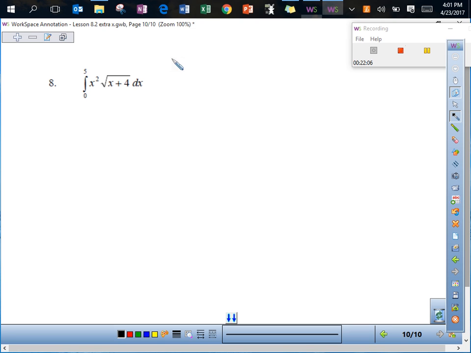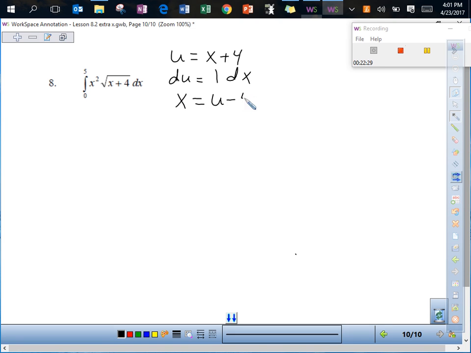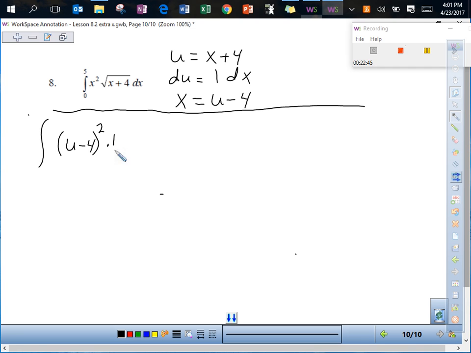So once again, there's a quantity involved, so my u is going to be x plus 4. My du is going to be 1 dx. That's nice. I don't need to introduce a constant, but I do have an extra x. So x is going to be u minus 4. Let's sub that in. So I'm going to have the antiderivative of x, which happens to be u minus 4, squared times u to the 1/2 du.